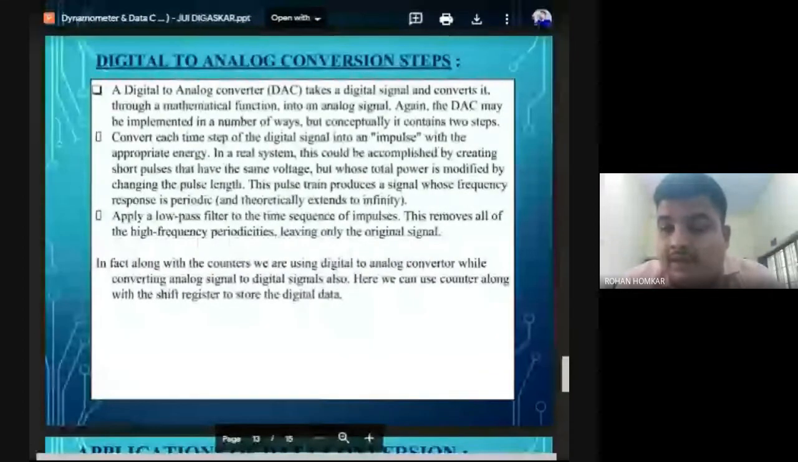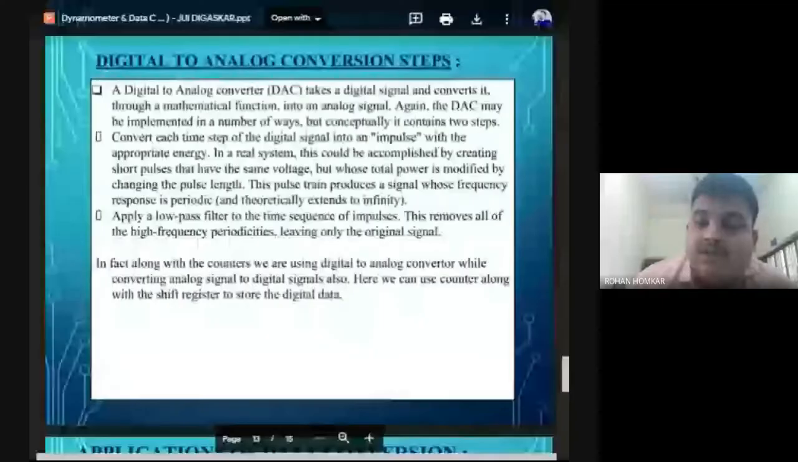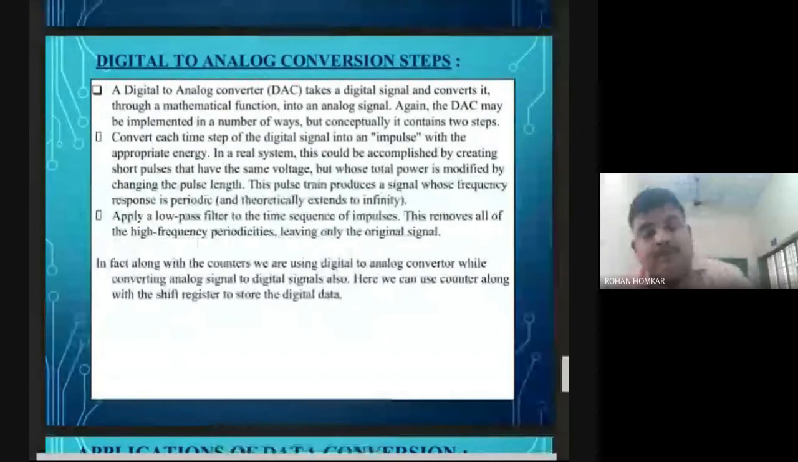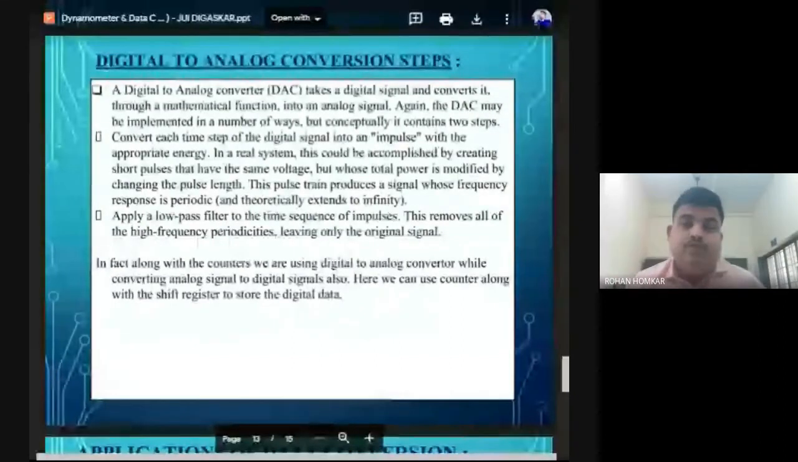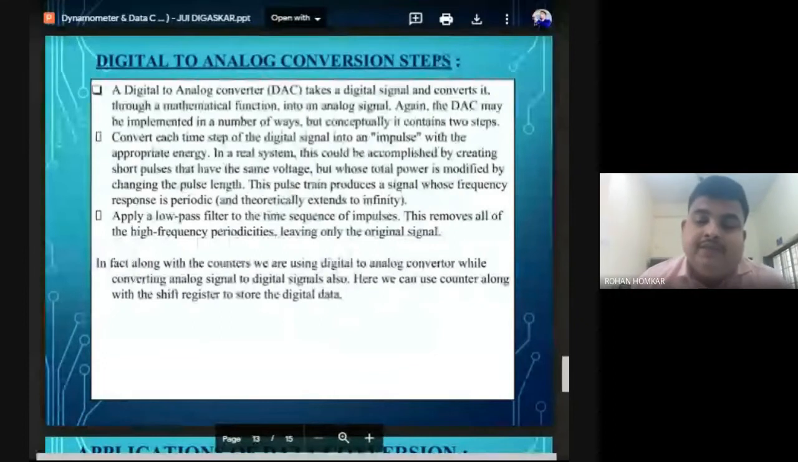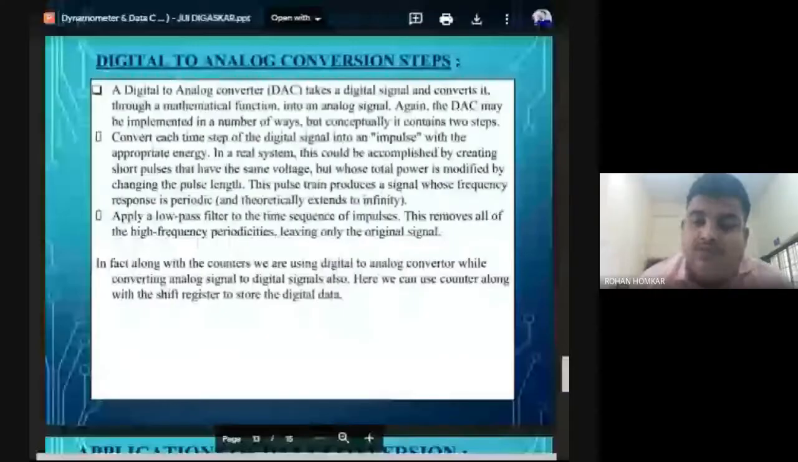Now next is, in fact, along with the counters we are using in digital analog converter, while putting this analog signal into the digital signal also. Now why counter is required, say for example, whenever we are getting the digital signal, it has two main parameters to look for. One is your time and another is your magnitude. For that you need a counting. Say for example, the signal is of 50 hertz.